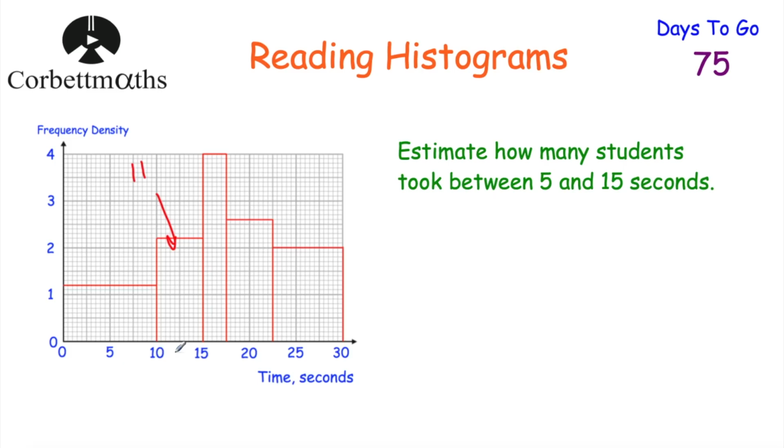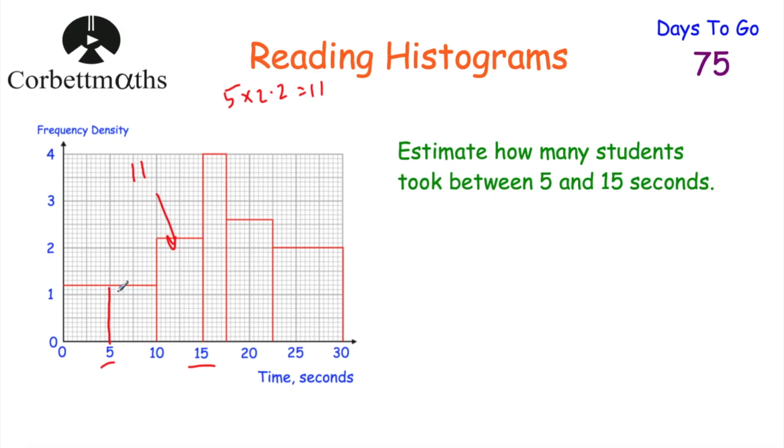And we can check that. The class width is 5. The frequency density is 2.2 and 5 times 2.2 is equal to 11. So we know 11 students took between 10 and 15 seconds. We know that. But the question says estimate because if we consider between 5 and 10 seconds, this part here, because obviously we want between 5 and 15 seconds, we're going to need to know how many people are in here. But we can't actually work this out exactly because we don't know how these values lie in between 0 and 10 seconds. All these students may have taken 1 second. They might have all taken 9 seconds. We're not entirely sure. But what we're going to assume is that half of them took more than 5 seconds and half of them took less than 5 seconds.